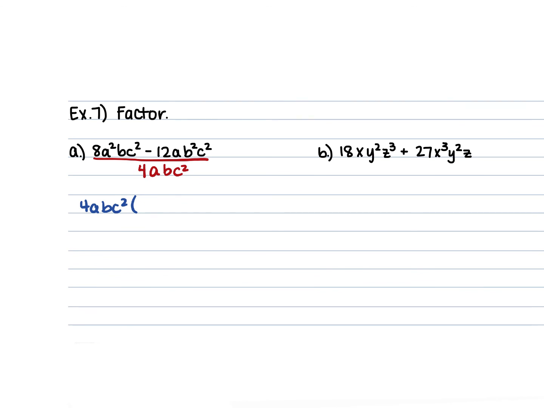So 8 divided by 4 is 2. A squared divided by a is a. B divided by b cancels out. C squared divided by c squared cancels out. From there, negative 12 divided by 4 is negative 3. A divided by a cancels out, b squared divided by b is b, and c squared divided by c squared cancels out. So we have 4abc squared times 2a minus 3b.